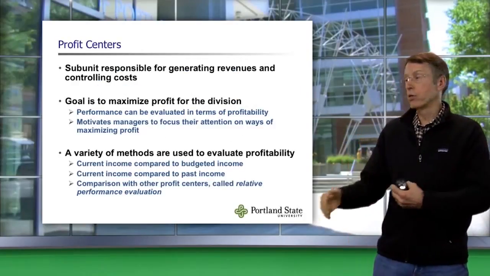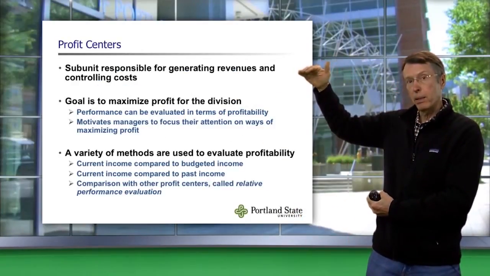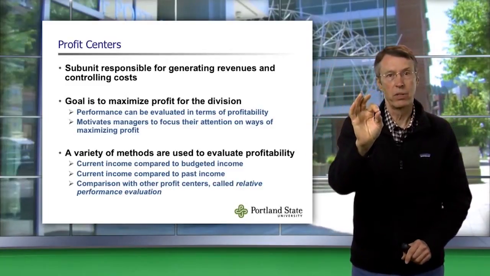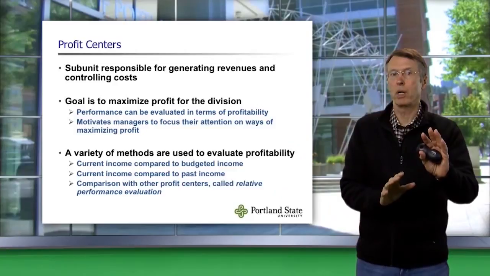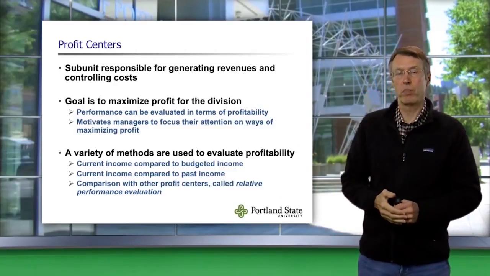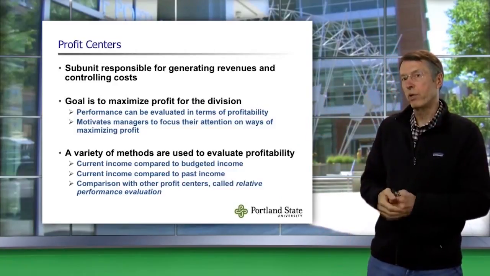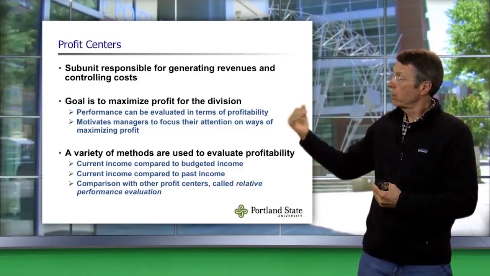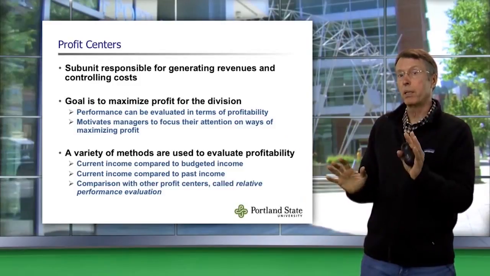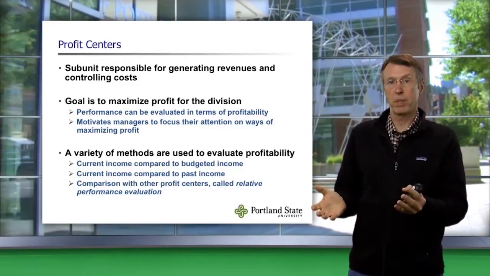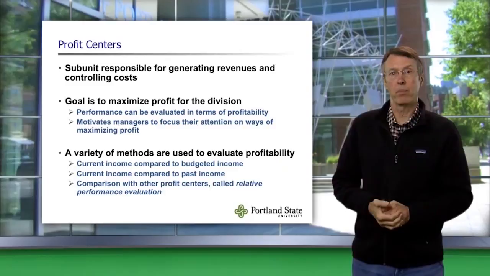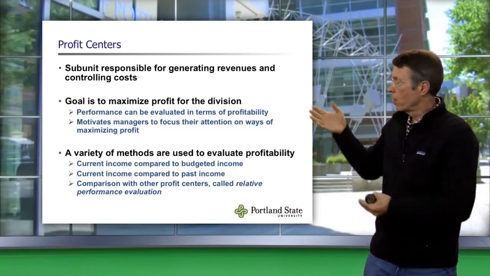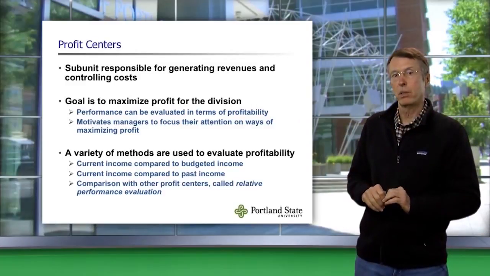Now, profit centers, we add the top line into their responsibility. They're still responsible for costs, just as the cost center was. But they're also responsible for generating the revenues that form the top line. And hence, top line revenues plus cost responsibility gives us overall responsibility of these units for bottom line profit. And of course, the goal is no longer to minimize costs. The goal is to maximize the profit.